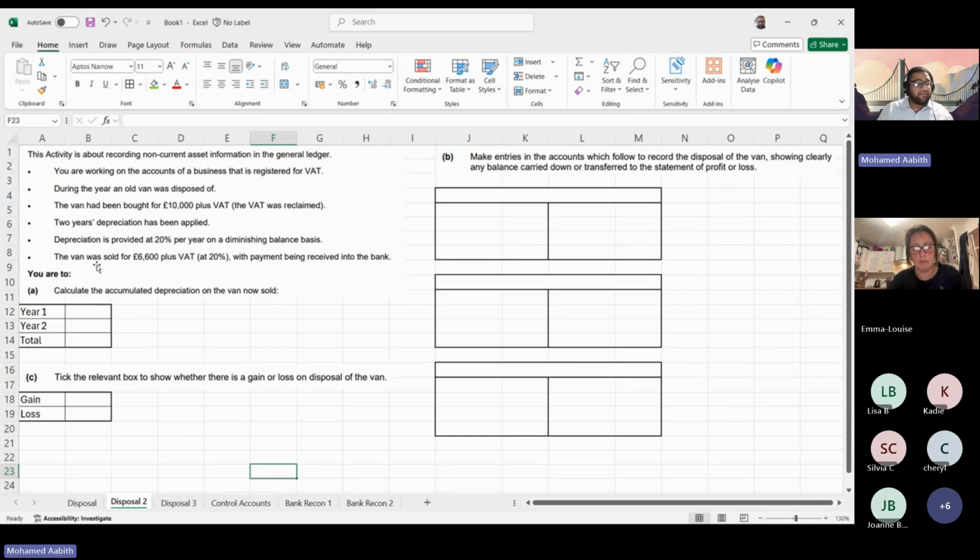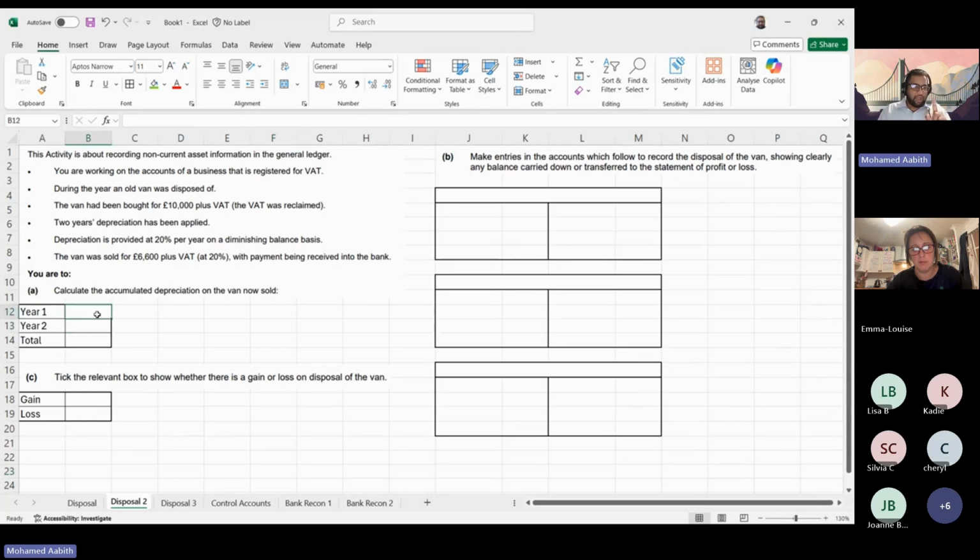So they're saying here the van was sold for £6,600 plus VAT with the payment received into the bank. So what we need to do is account for all of these in here and then make the T accounts accordingly. So they're asking you here, what are the entries I need to make? Okay, so here, the first one is, what is the depreciation for the first year?